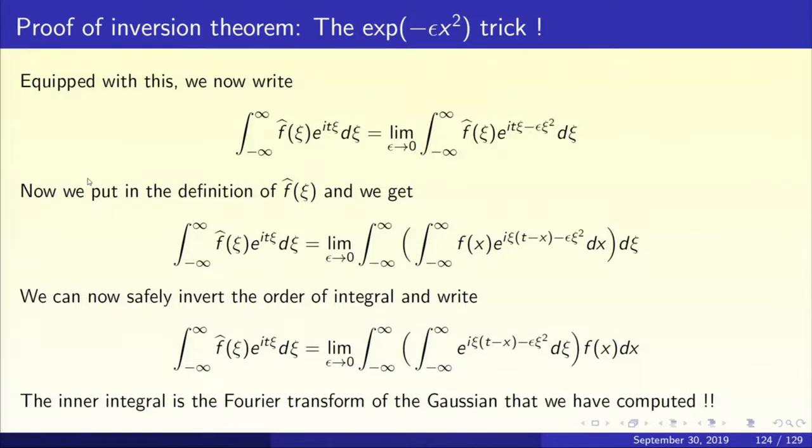So now let us write the expression for f hat. So we get integral minus infinity to infinity f hat of chi e to the power i t chi d chi is limit as epsilon goes to 0, integral minus infinity to infinity d chi integral minus infinity to infinity f of x e to the power i chi (t minus x) minus epsilon chi squared dx. Now we can safely invert the order of the integrals and integrate first with respect to chi and then with respect to x.